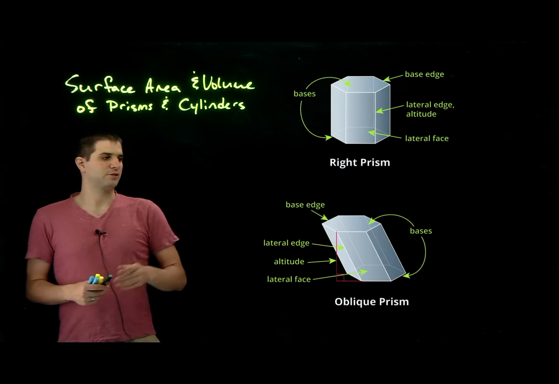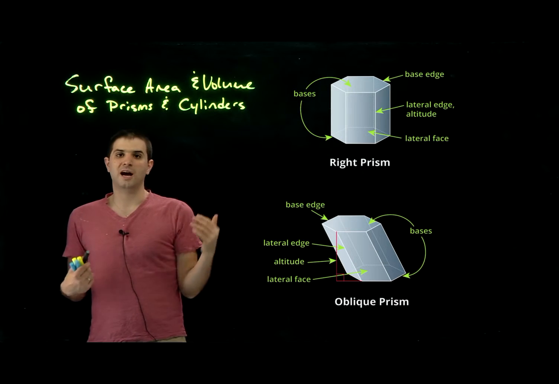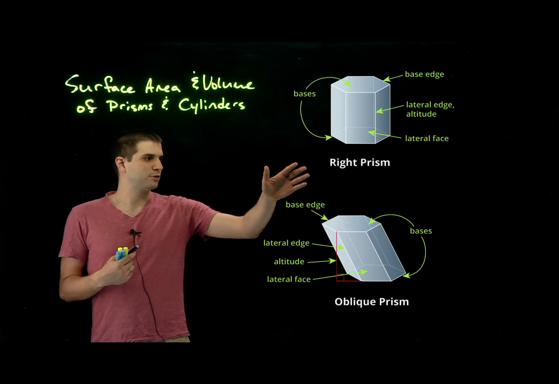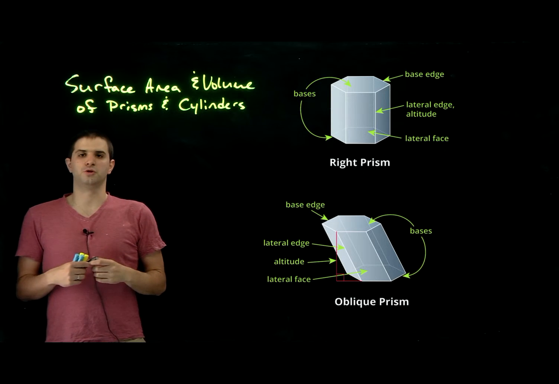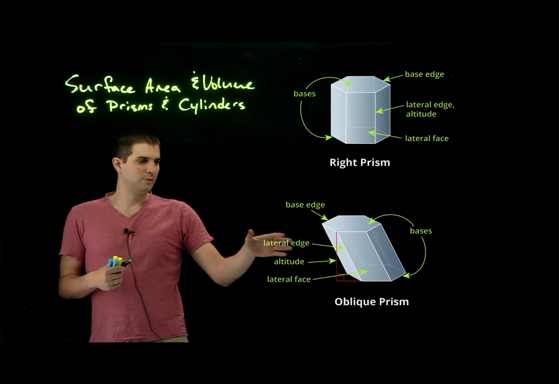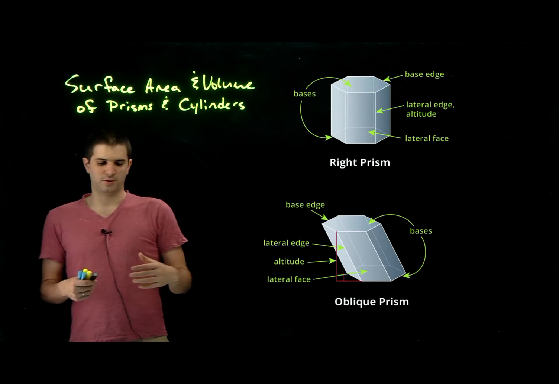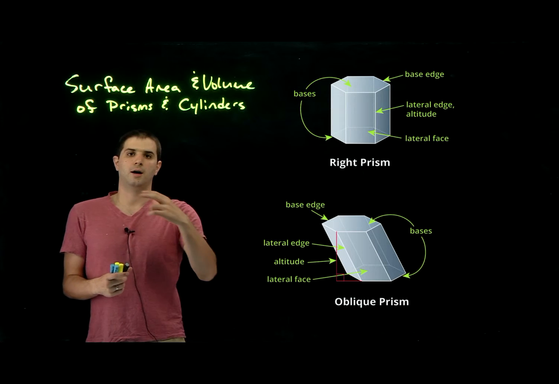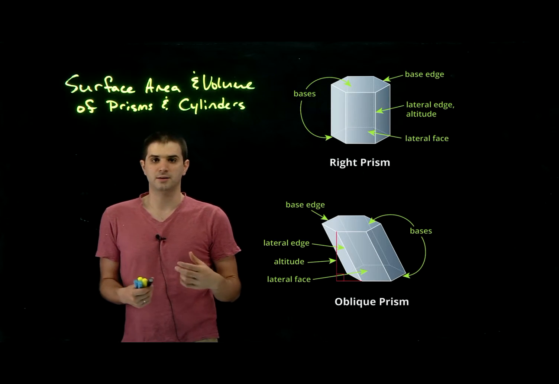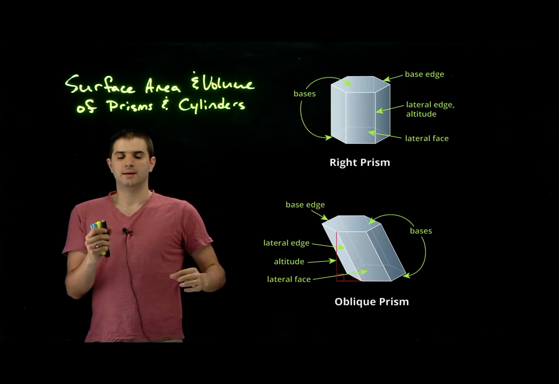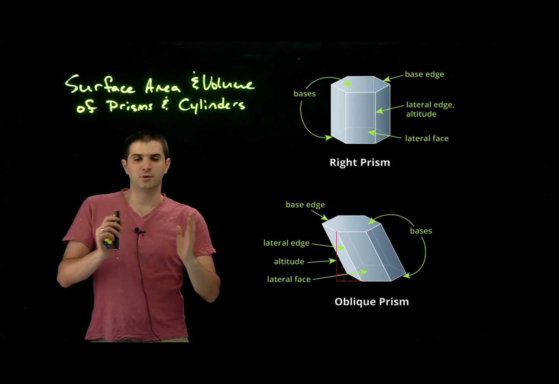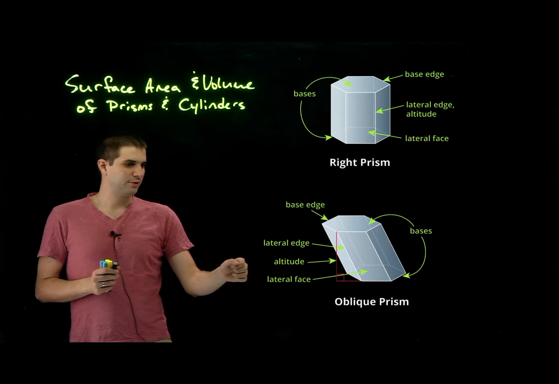So looking at this picture, we see there are two types of prisms basically. The most common is a right prism, and this is probably what you're most used to. We also have an oblique prism, which is the same thing. Going back to the definition, we have two bases that are polygons, and the corresponding vertices are connected with a line. The only difference is that it's not at a 90-degree angle.